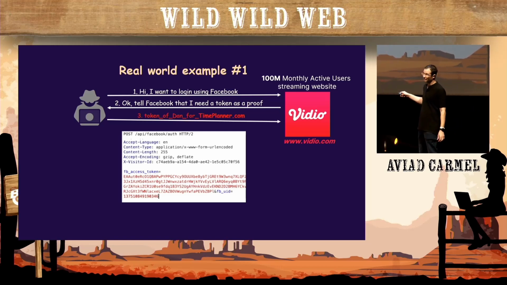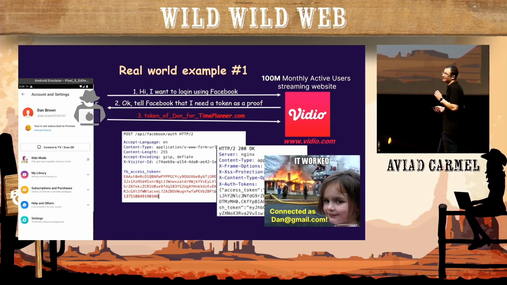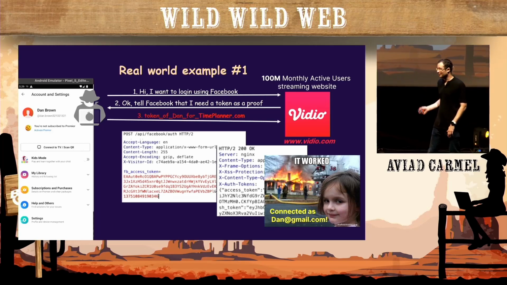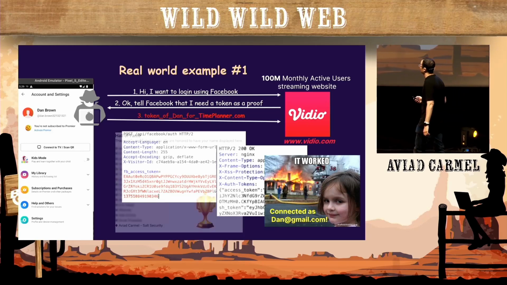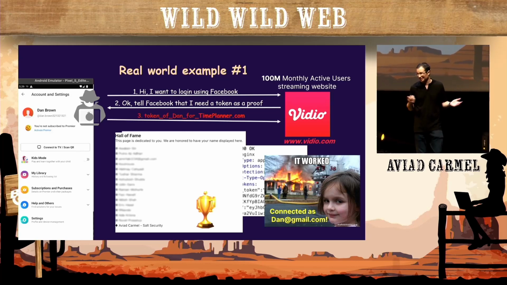You can see here the API request. I changed the access token to the access token that was generated for Time Planner, and it worked, and I connected as Dan. Really insane, because it's too simple, and I can take over accounts on a really big website. Video has 100 million monthly active users. It's really huge. You can visit them after the lecture to see them. And they also have some kind of bug bounty program, so they put my name on their website.